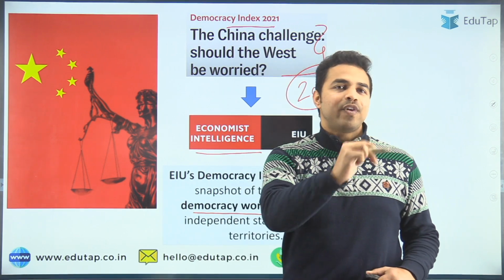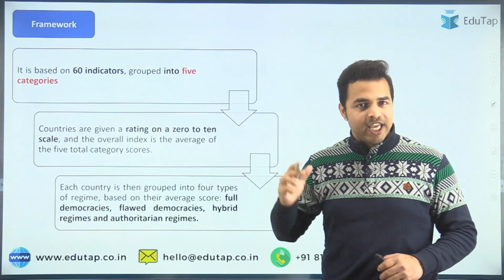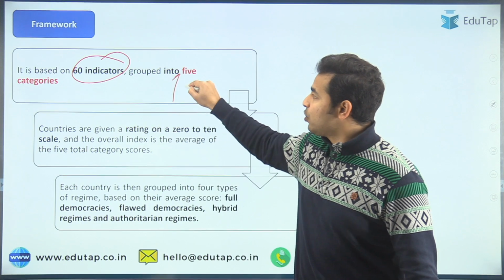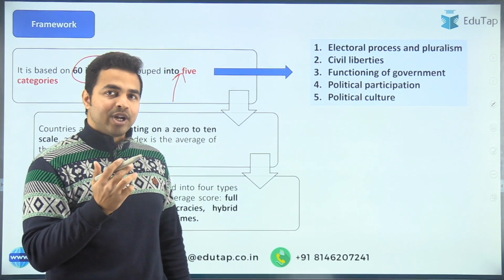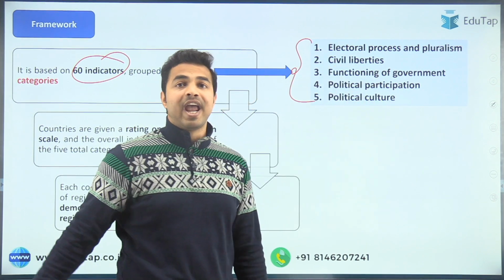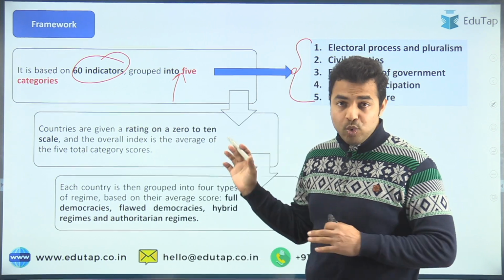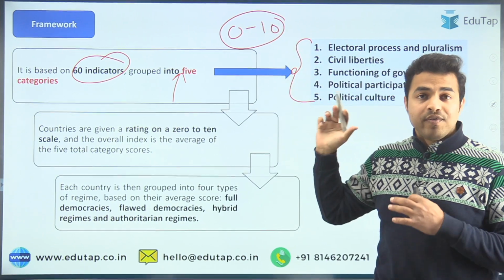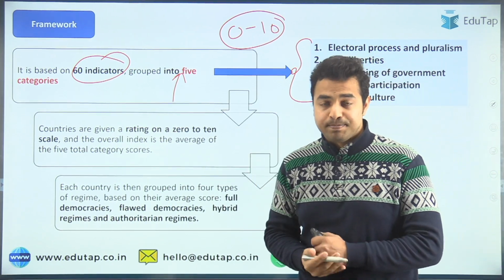And why so? We are going to find out in our upcoming slides. When we talk about the framework of this index, it is based on 60 indicators which are grouped into 5 different categories. What exactly are these categories? These are electoral process and pluralism, civil liberties, functioning of the government, political participation, and political culture. All these countries and territories are given a score on a scale of 0 to 10 in all these 5 categories, and an average is calculated to come up with an average score for each country.